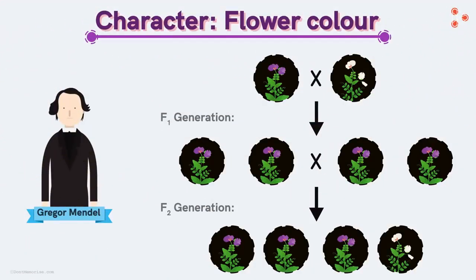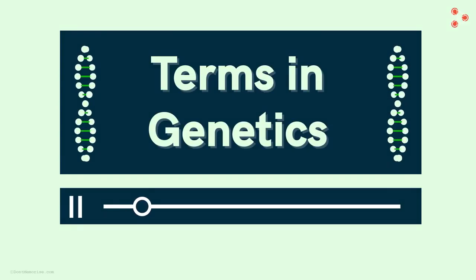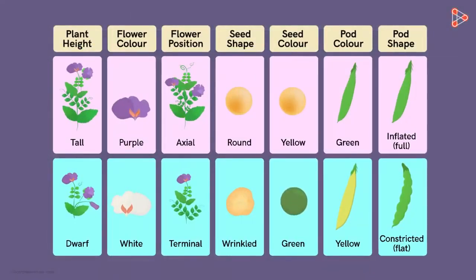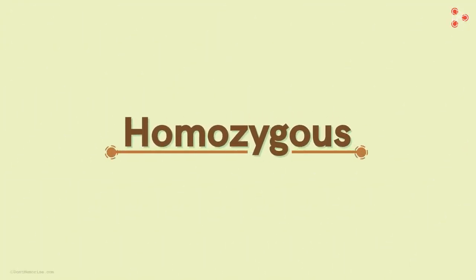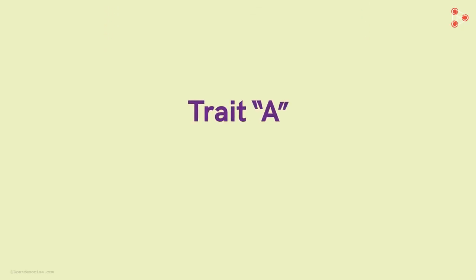We have seen how the cross of a character like flower color is carried out. In this part, let's get introduced to a few more interesting terms in genetics. But before that, let's understand the cross of one more character and get thorough with it. Before beginning any such experiment, we need to make sure that the parents selected are homozygous in nature. So let's say we wish to cross 2 organisms with some trait named A.